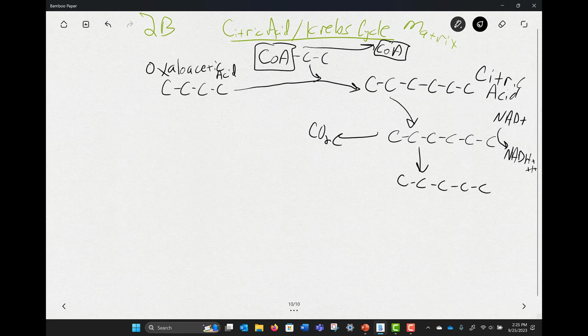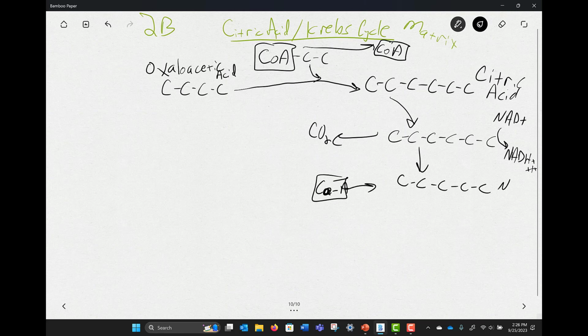This one you do not need to know the name of. It's called ketoglutaric acid or alpha ketoglutaric acid. You don't need to know that name. But what happens here is we have coenzyme A. What does he do? He always acts as a molecular chaperone.